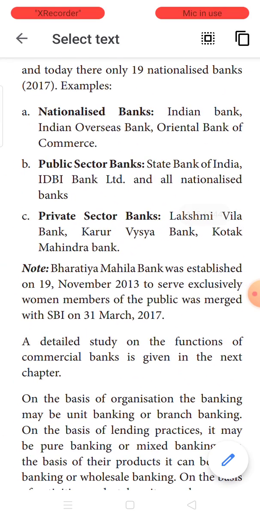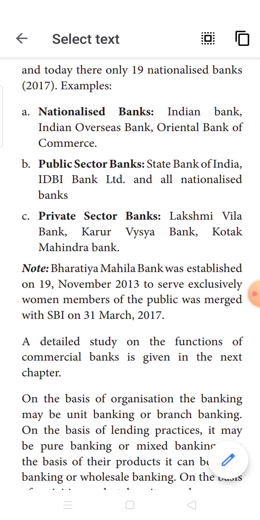For nationalized banks, Indian Bank, Indian Overseas Bank, Oriental Bank of Commerce, all these are nationalized banks, that is, taken over by the government of India. When the share capital of those banks is taken over from the private owners by the government, you call it nationalization. So Indian Bank is a nationalized bank. Next is public sector bank, where the share capital is owned by the public. You can subscribe to the shares of the State Bank of India or the IDBI, and you can also deal with the trading in the stock market.